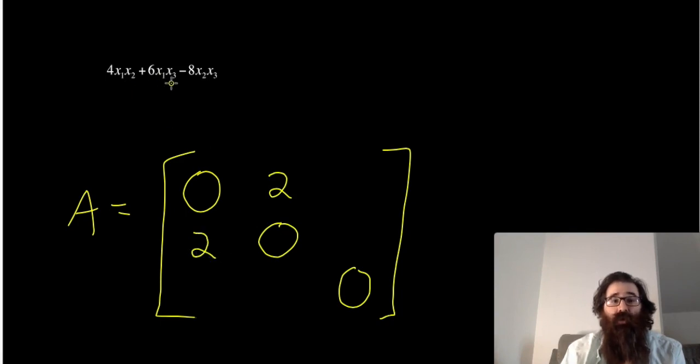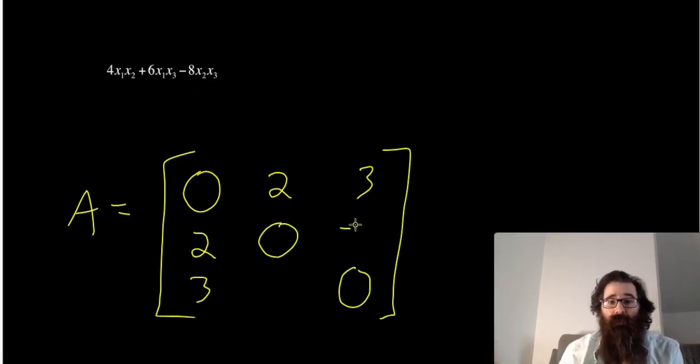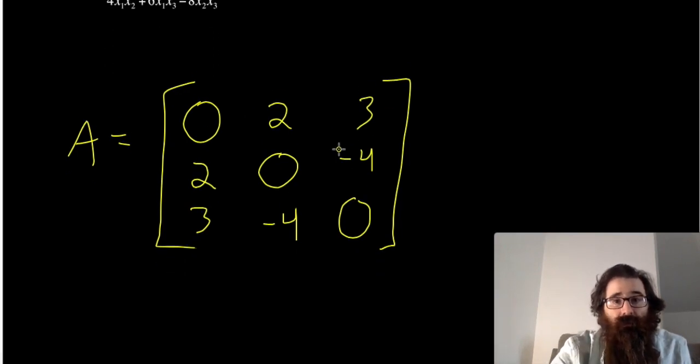Next, I do have a coefficient on x1, x3. It's a 6. Got to cut it in half. 6 divided by 2 gives me 3. So it should be 3 and 3, and this is my x1, x3 spots. And just leaving me with my spots for x2, x3. Its coefficient is a -8. You know, cut it in half. So -4, -4. And there is my wonderful symmetric matrix that represents this quadratic form. So not so bad, right?